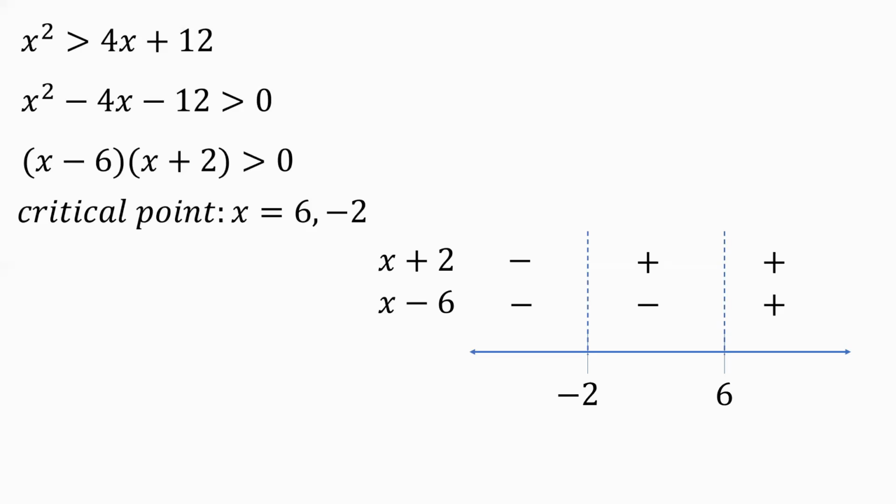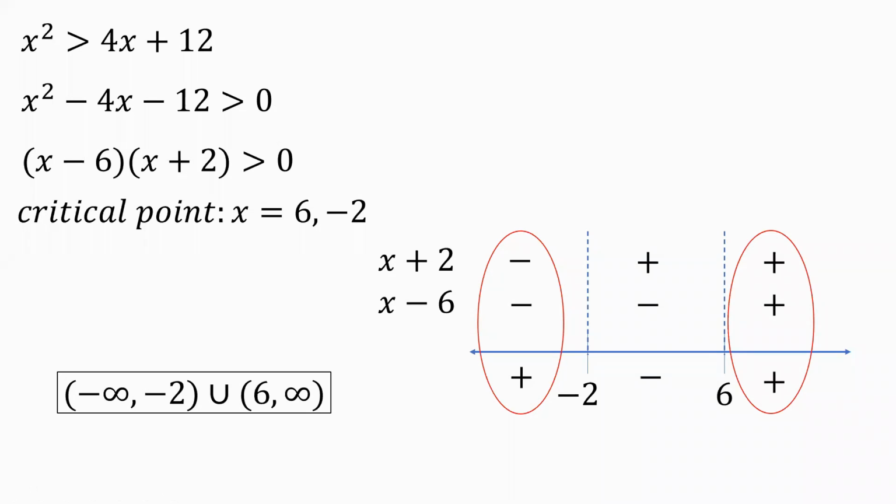And now I total each region. Negative times a negative is a positive. Positive times a negative is a negative. Positive times a positive is a positive. Now I look back at my original inequality, the third inequality that we see, and I want to find when my graph is strictly greater than 0. So I look at these three regions. I don't want to describe the middle region because it's negative, but I do want to describe the left region and the right region.